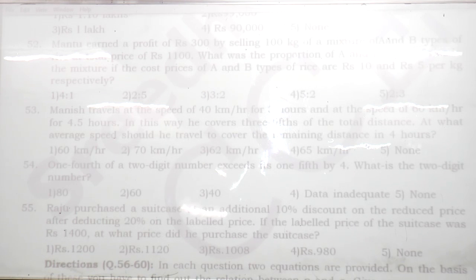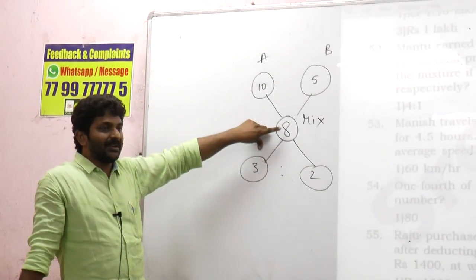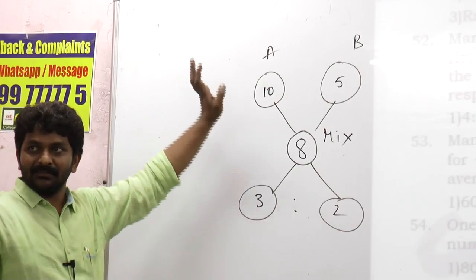Alligation mixture, this is A type and this is B type. You need to calculate cost price of the mixture. He gained 300 rupees out of 1100. 1100 is selling price, but 10 rupees and 5 rupees are cost prices. So you must use cost price only for mixture also. If selling price is 1100 and out of 1100 if he made 300 rupees profit, cost price will be 800 only. He will get 800 by selling for how many kgs? 100 kgs. So per kg cost is 8 rupees. Go for alligation.